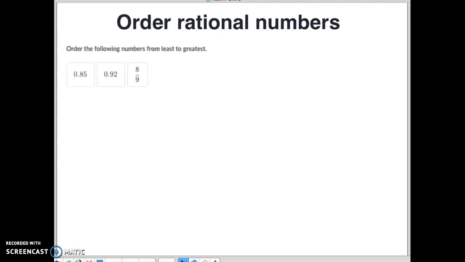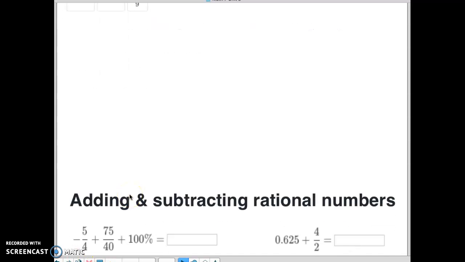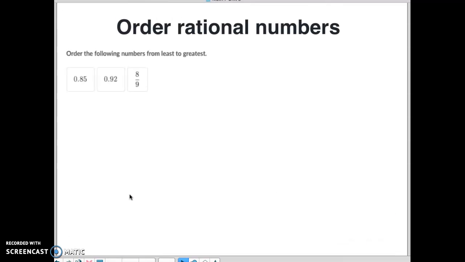So today you are going to do ordering rational numbers as one concept, and then the other, I wonder what that's called again. Oh yeah, adding and subtracting rational numbers. So let's get started on the first one.